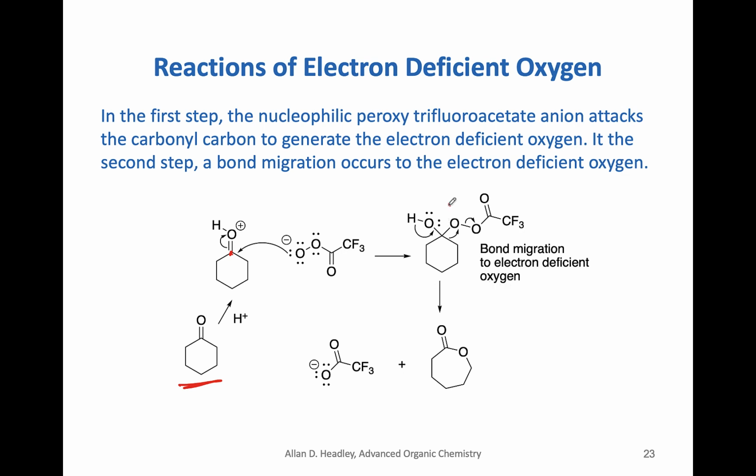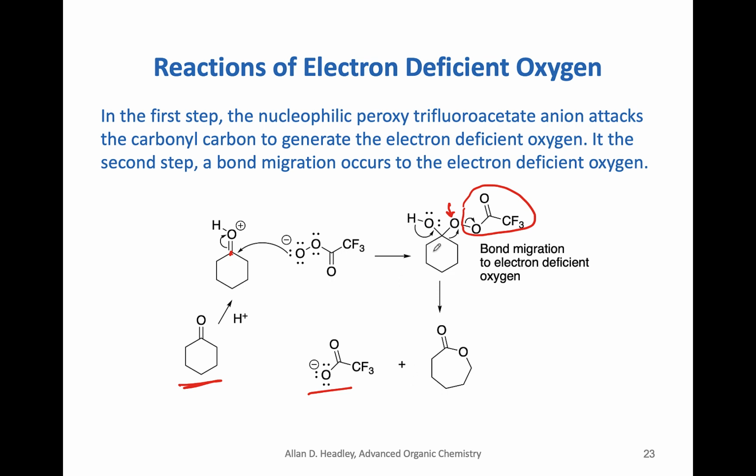So this oxygen here is now the electrophilic, the electron deficient oxygen. As you can imagine, again, these electrons here come in to form the carbon oxygen double bond, and this bond migrates to the oxygen here, the electron deficient oxygen, and this group here leaves as the leaving group, and we have here our cyclic ester. Our cyclic ester right here is the product.